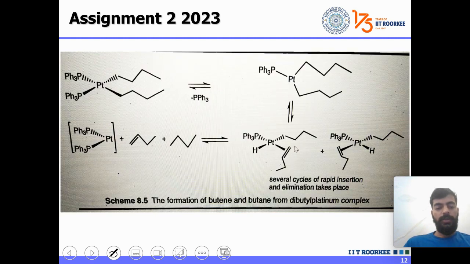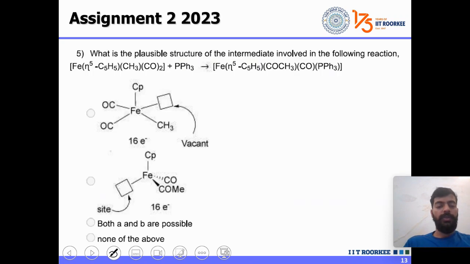So if we see, this is the reference given in the book B.D. Gupta. This is how this elimination occurs. That is why it is really thermally unstable. Let's move to the next question.